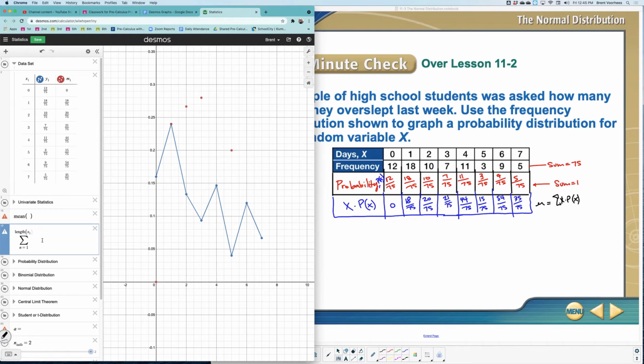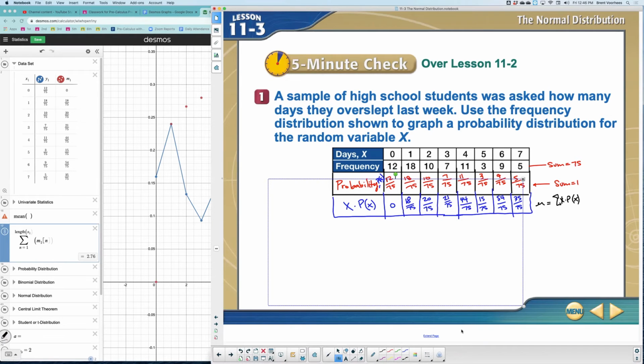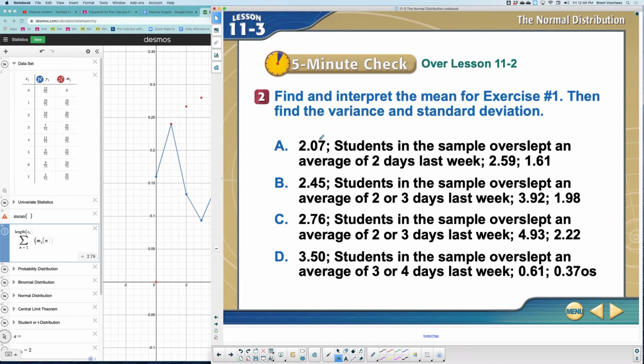And what do I want it to add up? I want it to add up the M1 list. So you type N1 and then you do this little N like this. And it says the mean is 2.76. The mean would be 2.76. That's the expected value, that a student would oversleep 2.76 days in a week. So let's come over here. 2.76 is answer choice C.